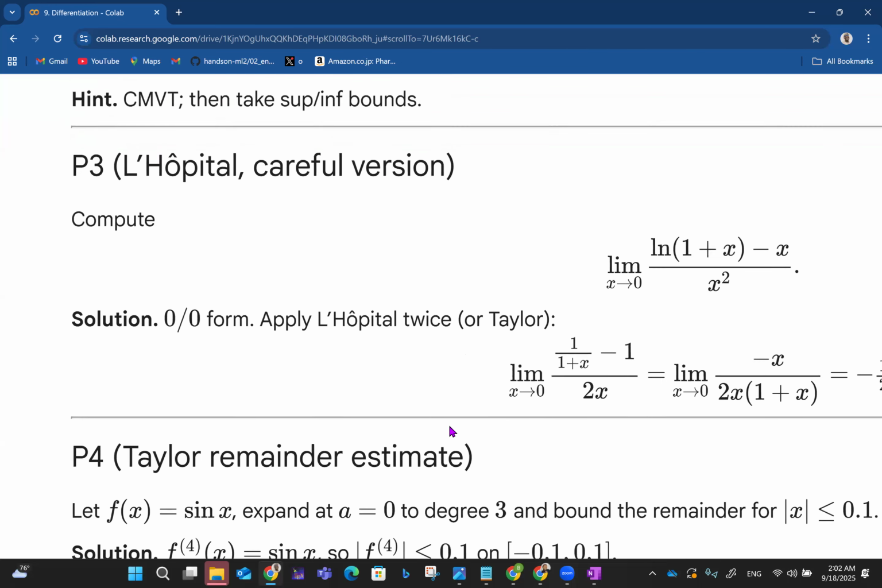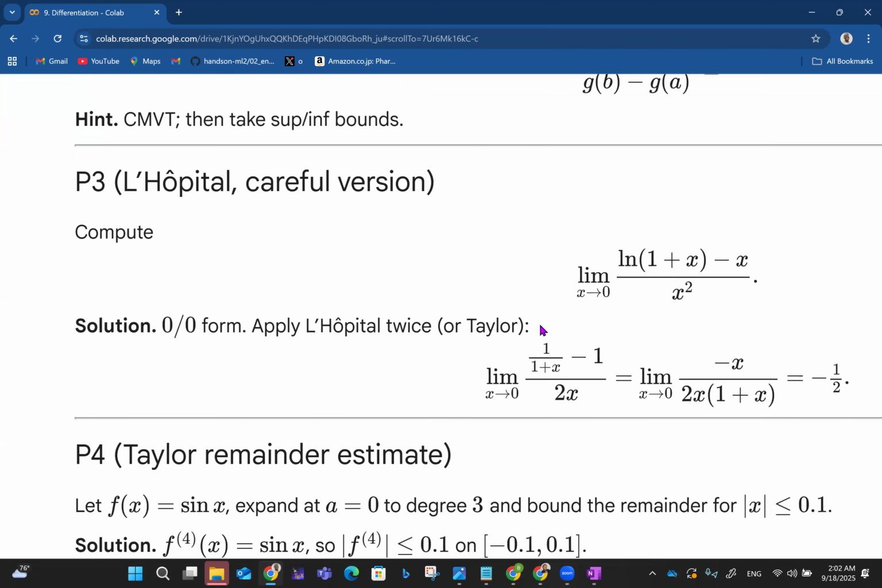Then for L'Hopital, careful version here. So compute the limit of natural log of 1 plus x minus x over x squared as x tends to 0. Of course, if you substitute directly, this is not going to work. But if you use L'Hopital's rule, then you can get something like 1 over 1 plus x minus 1, over 2x, since you differentiate x squared to get 2x. If you put 0, it still doesn't work. Differentiate again, then you get minus x over 2x times 1 plus x. As x approaches 0, of course x can cancel out here now. So as x approaches 0, then you have minus 1 over 2. So that's L'Hopital for you right there.